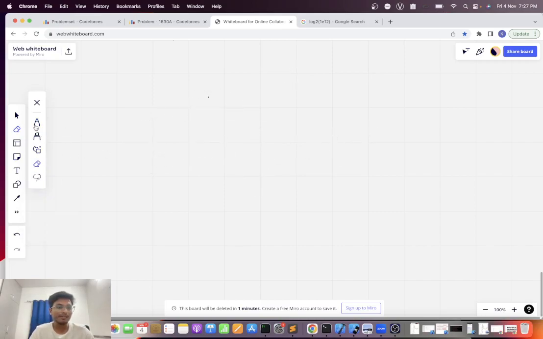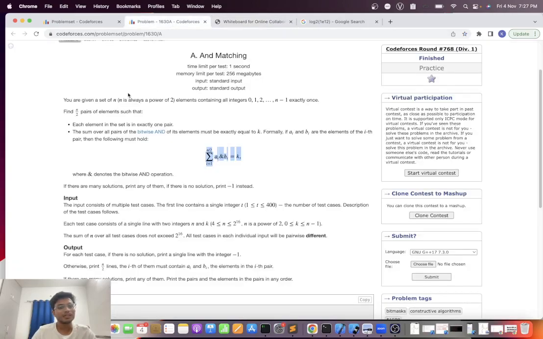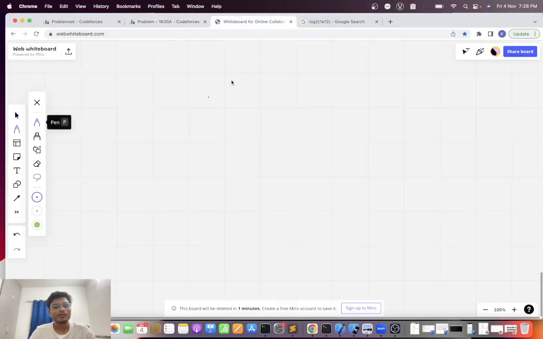So the very important point in this problem is this one. You are given a set of n, and n is always a power of 2. So for every bit, if n is 2, 3, 4, every bit, like say 1, 2, 3, 4, 5, I am having all different values of 5 bits that it wants to say.